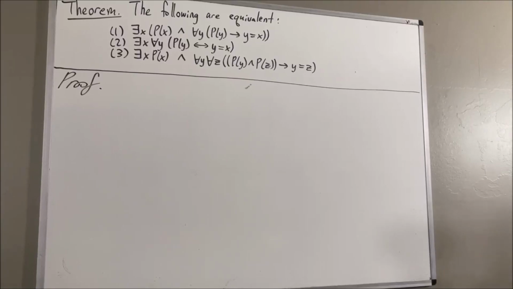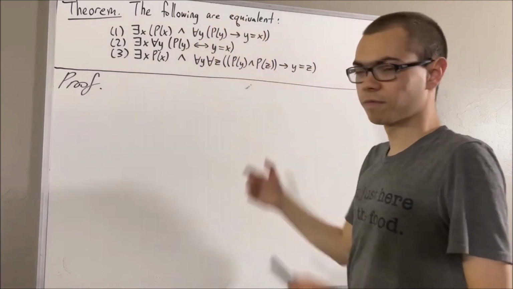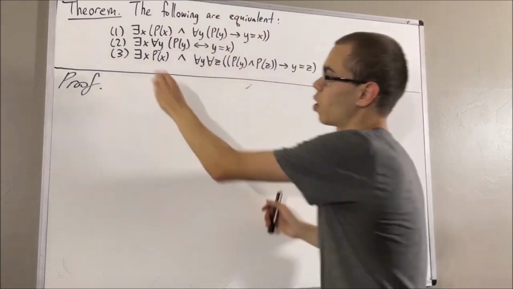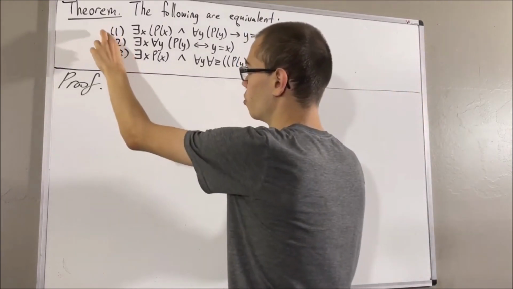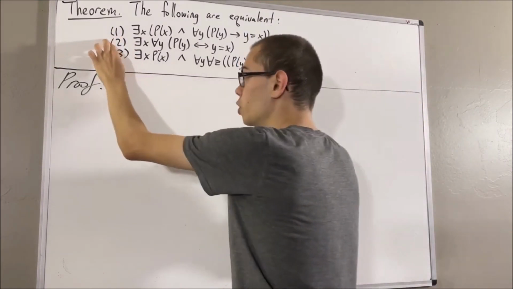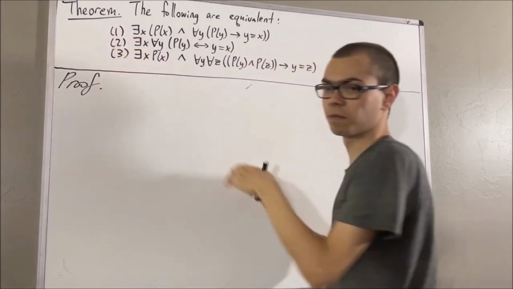Hello! In this video, we are going to prove the following theorem. The following are equivalent. Now, in proving that all three of these are equivalent, what we're going to do is prove if 1 is true, then 2 is true. If 2 is true, then 3 is true. And finally, if 3 is true, then 1 is true.